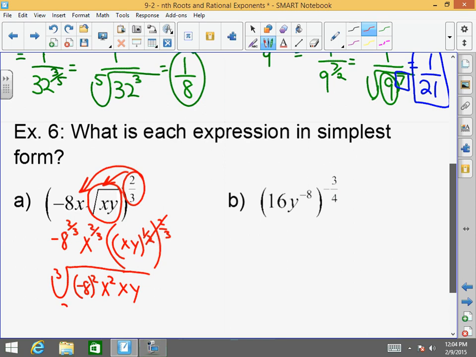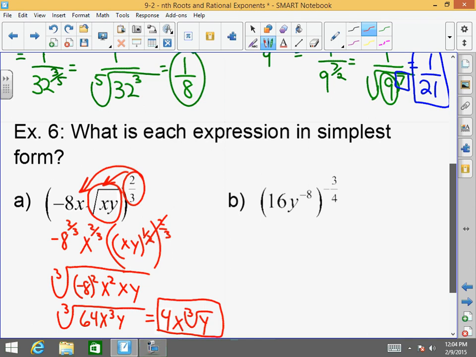This is going to give me the cube root of 64 x cubed y, and the cube root of 64 is 4. The cube root of x cubed is x, and I have a cube root of y left over. If you need to see that again, hit rewind and watch it again.